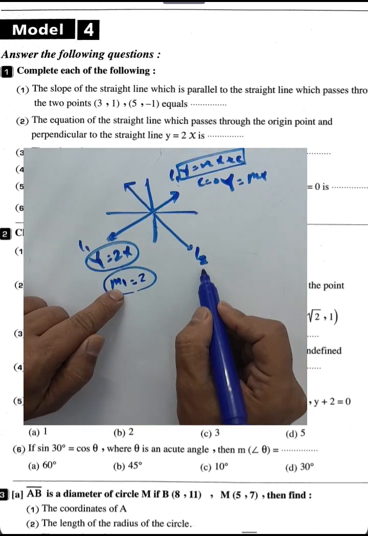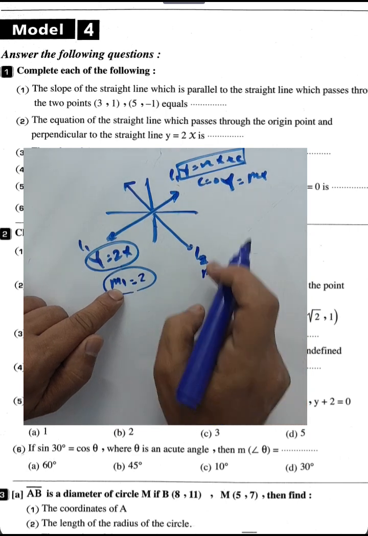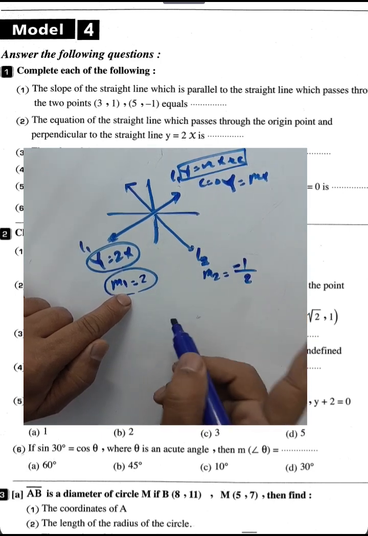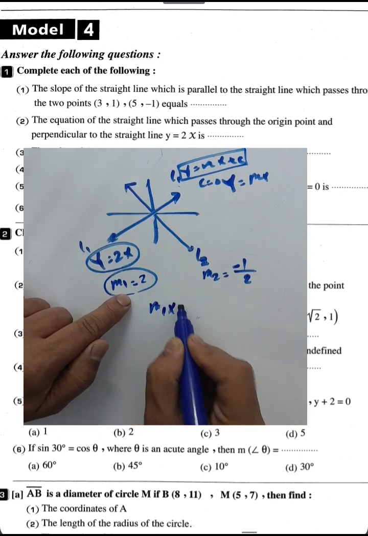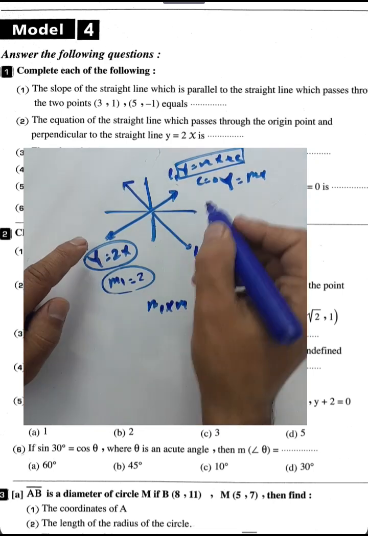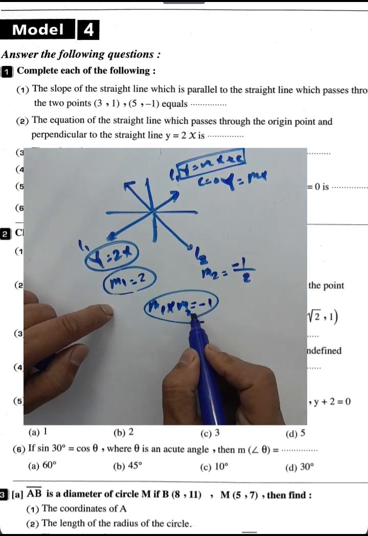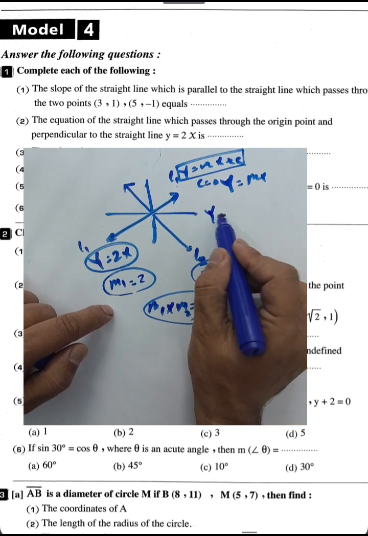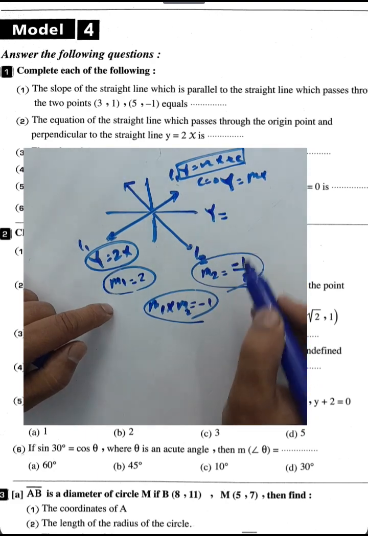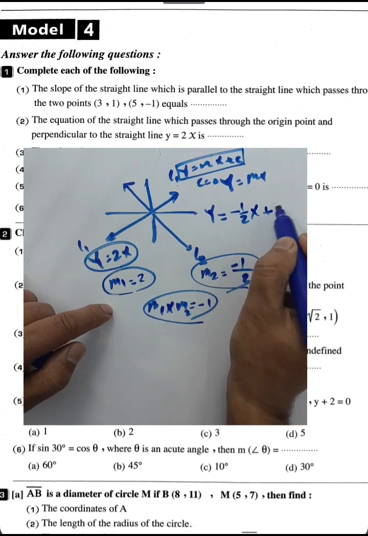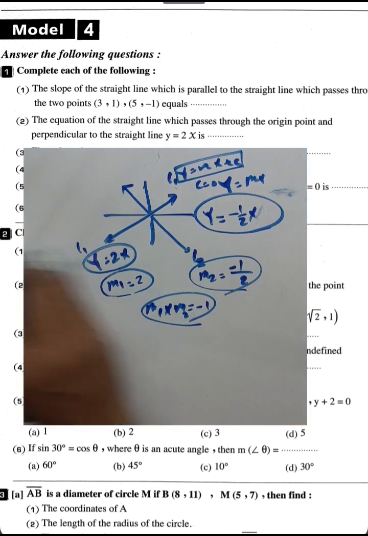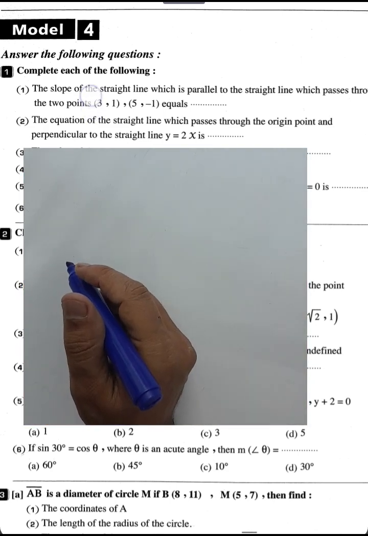And the slope of L2, M2, will be the inverse of 2 with the sign changed. Why? Because L1 is perpendicular to L2, so M1 times M2 will be -1. Then the slope here will be -1/2. The equation of this straight line is y equals mx plus constant, with the constant being 0. Then the equation is y equals -1/2 x. Okay, next question.